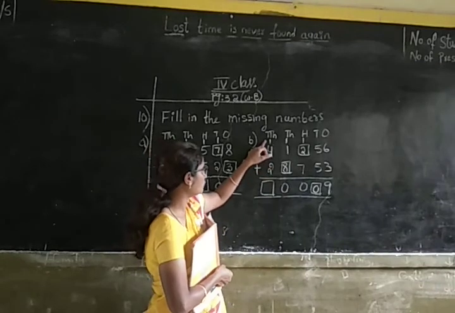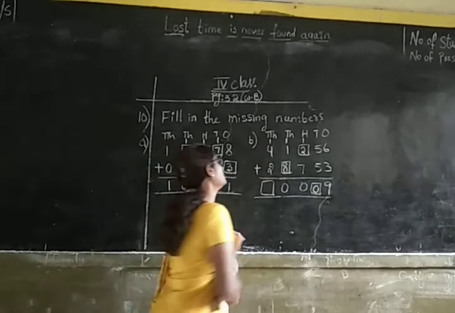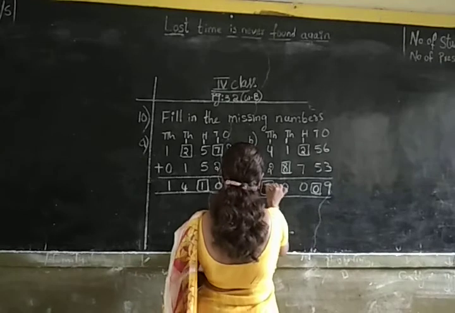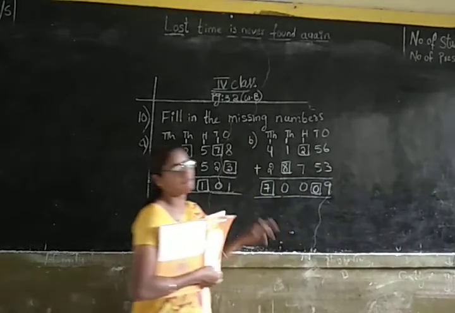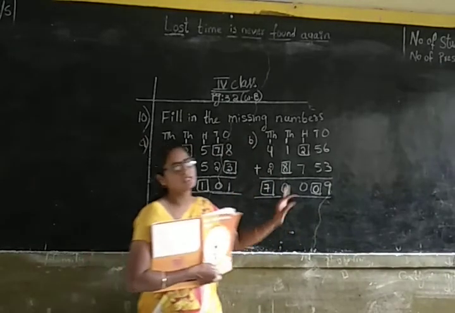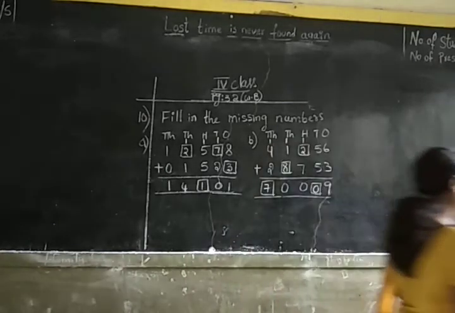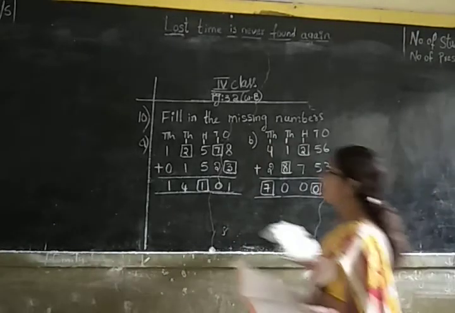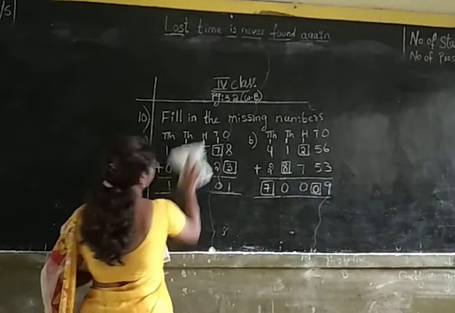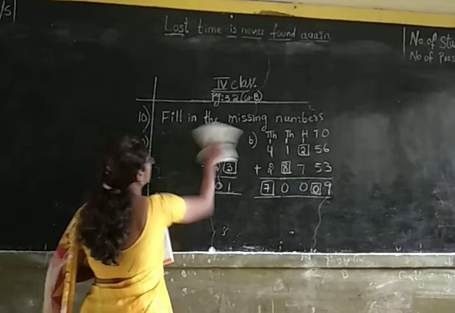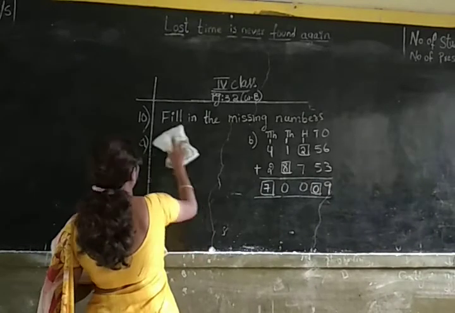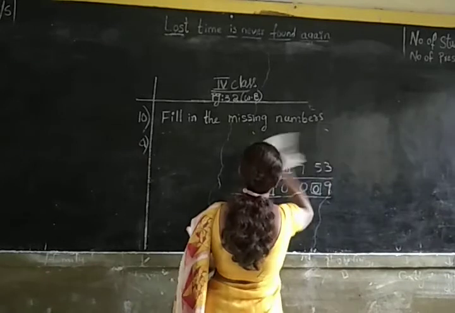4 plus 1 is 5 and 5 plus 2 is 7. This is the way of finding out the missing numbers. You do the C sum for homework. Now let us do the D sum.